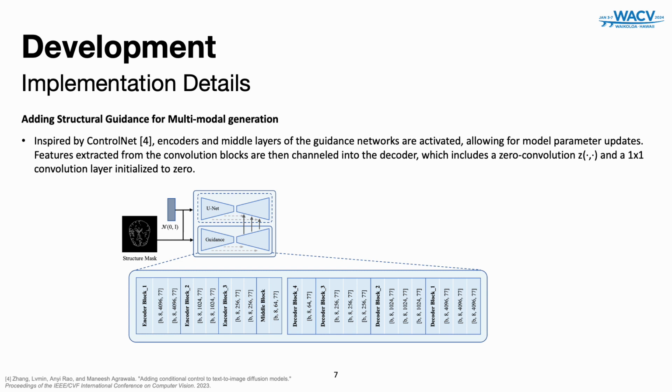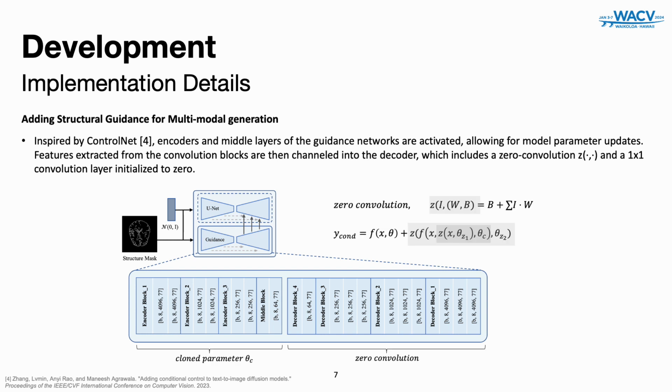To incorporate structure guidance inspired by ControlNet, the guidance unit initially duplicates the parameters of the primary unit and permits updates via the structure mask. The cloned parameters of the encoder are activated and interconnected through zero-initialized convolution layers, referred to as zero convolutions. The input feature map is updated from zero initialization by incorporating the given additional conditions.